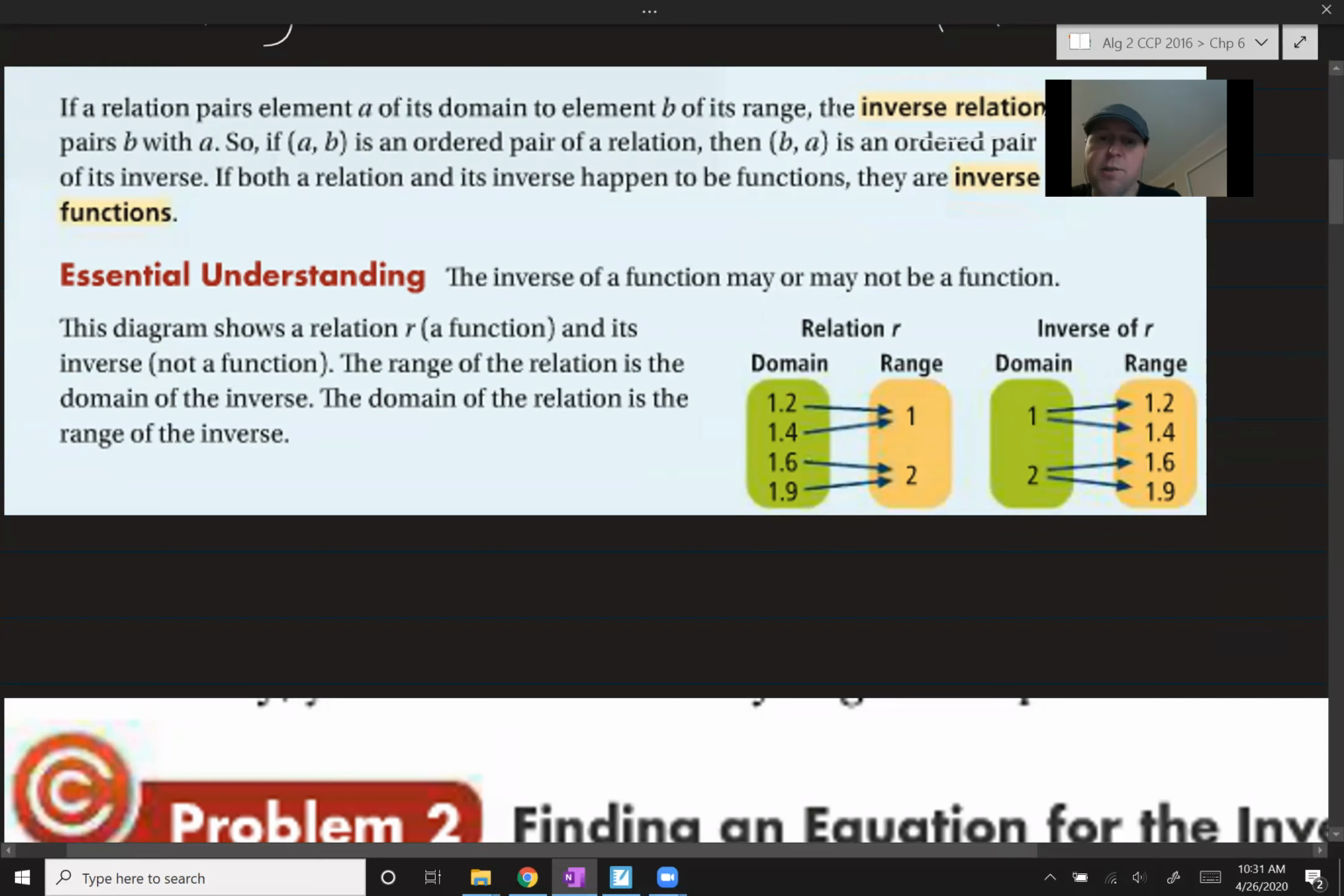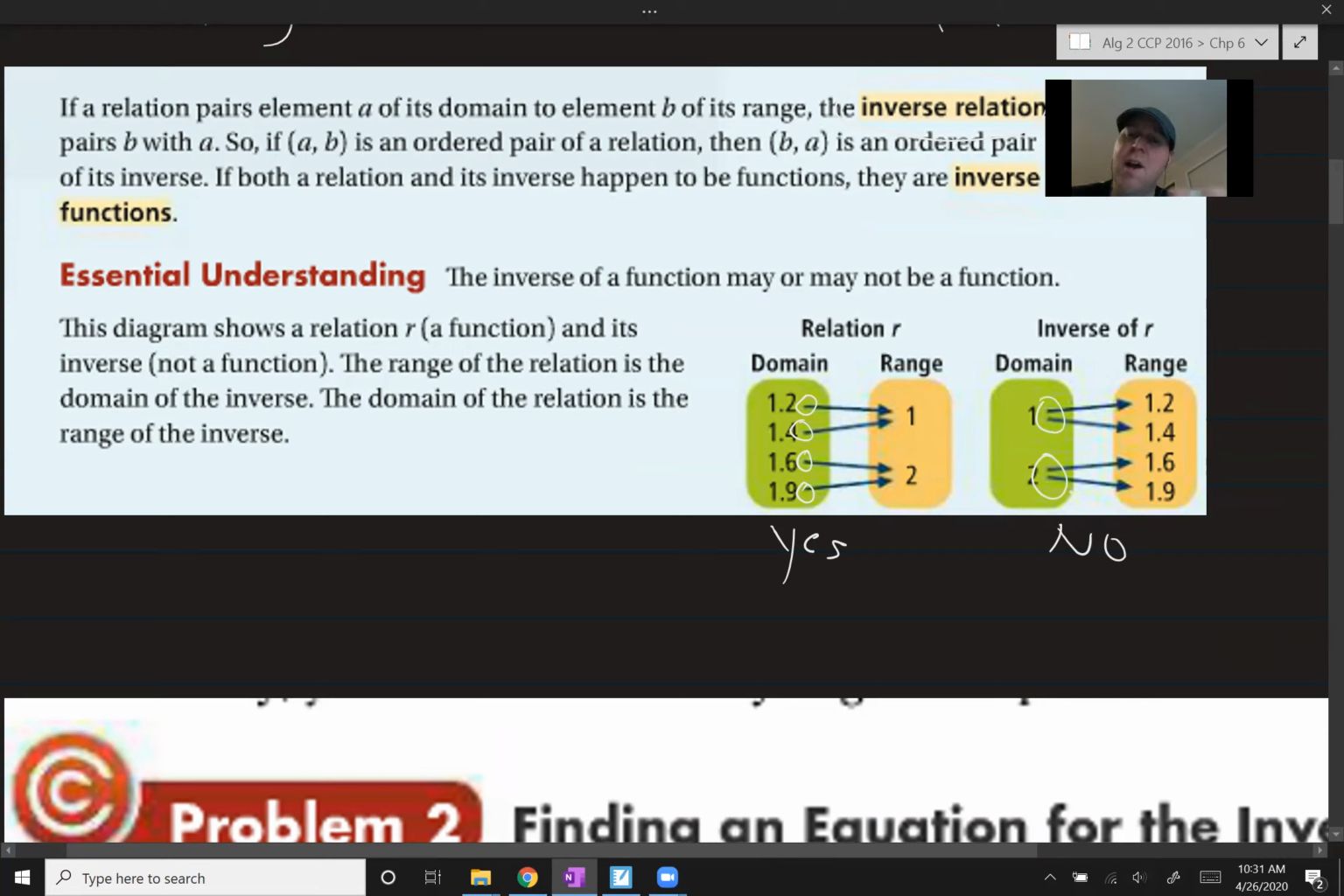All right, so here's what we got. So we have the original function. All right, this is good. This is yes, right? Because each one of these domain values, 1.2, 1.4, 1.6, 1.9, okay, they have one arrow coming out of it. That's a good thing. Notice when we do the inverse, this is a big no-no, right? I can't have any of those domain values with 2 arrows coming out of it.